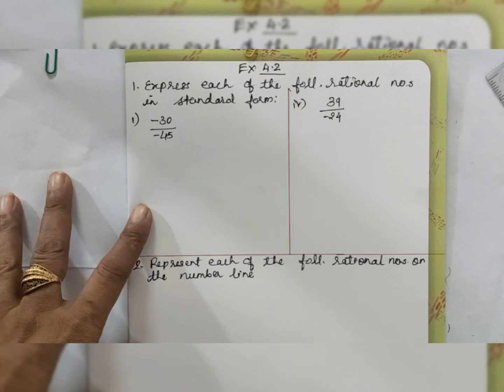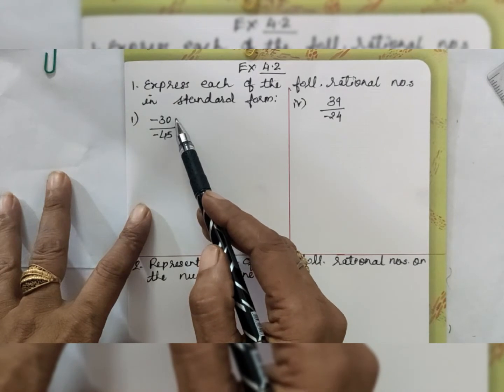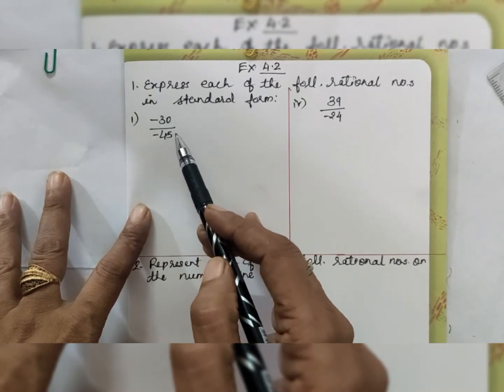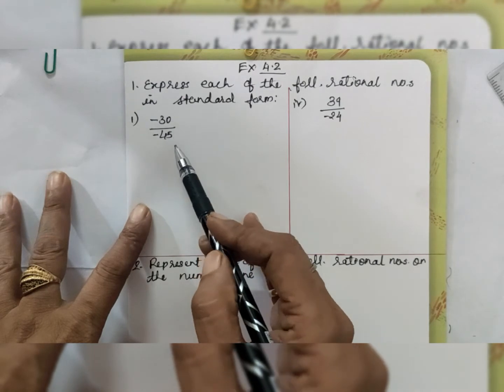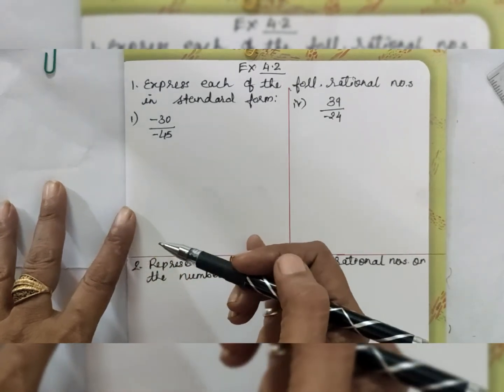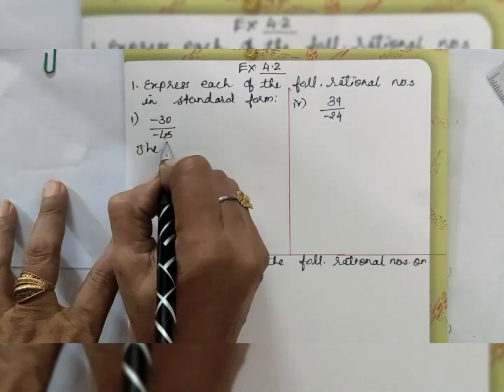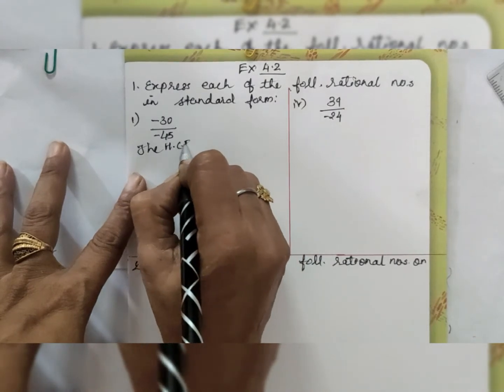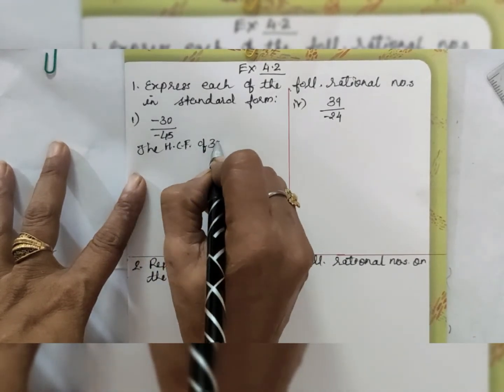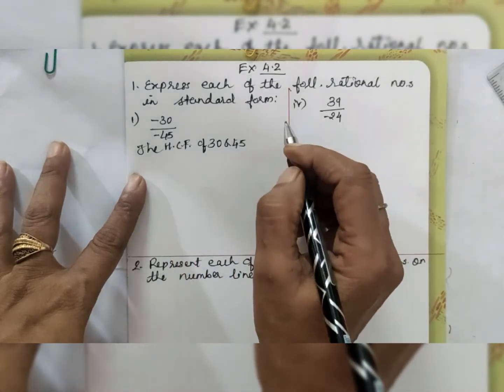You know children, we have done the same question in the lesson on fractions also. There, to reduce a rational number to its standard form, we divide numerator and denominator by their HCF. It means you have to divide numerator and denominator by the HCF of 30 and 45. So first you will find the HCF. Let's write the HCF of 30 and 45.